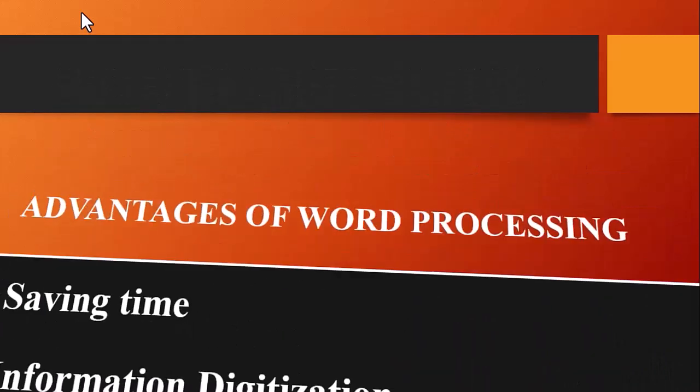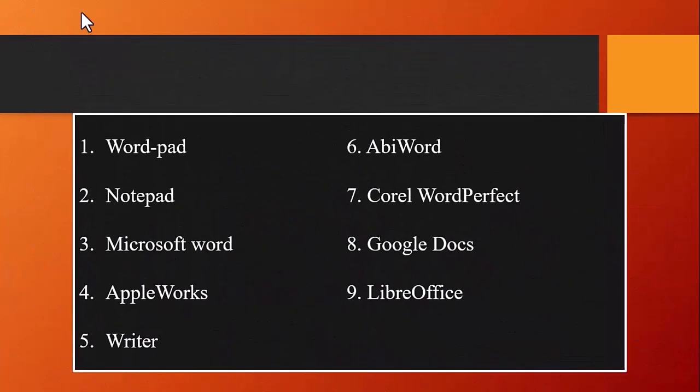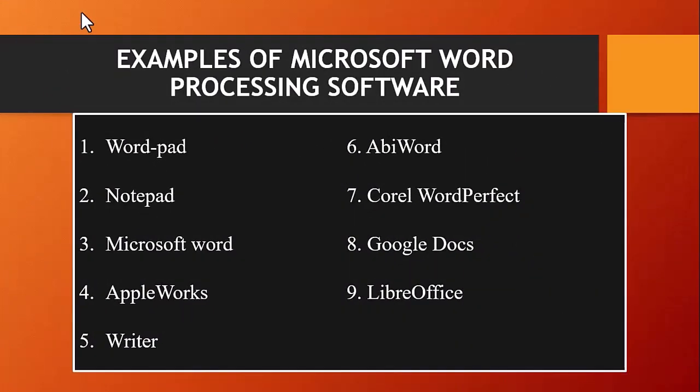Let us move on by looking at real examples of word processing software. We have WordPad, Notepad, Microsoft Word, AbiWord, Writer, AppleWorks, Corel WordPerfect, Google Docs, and LibreOffice. But in this lesson, we are going to concentrate on Microsoft Office Word. So let's get started.